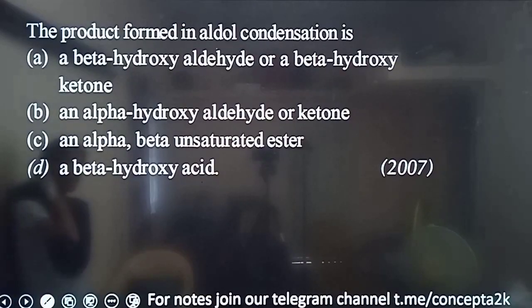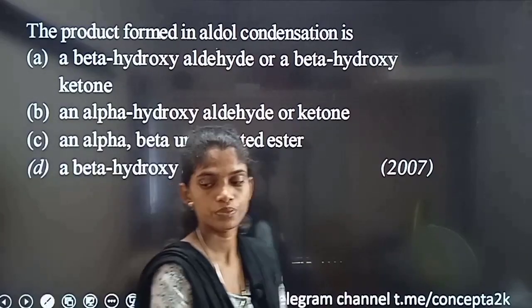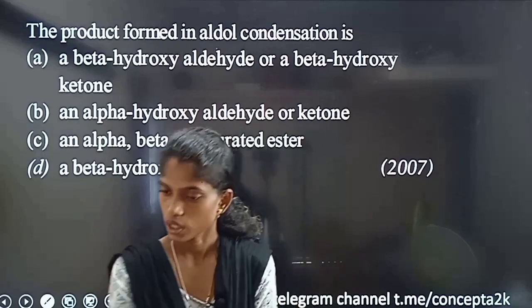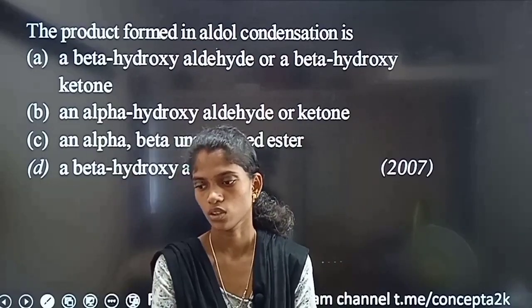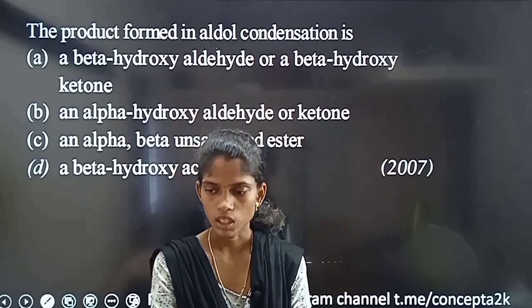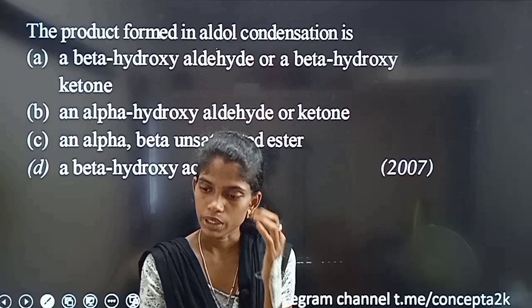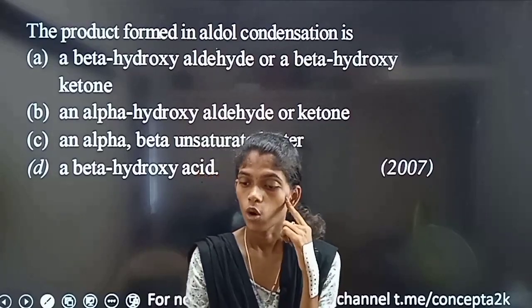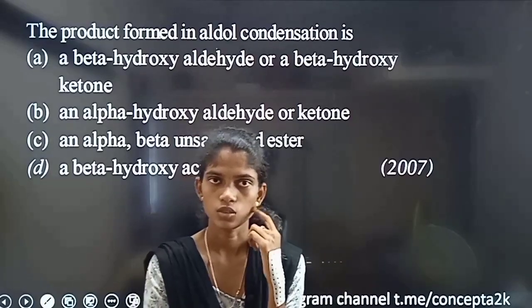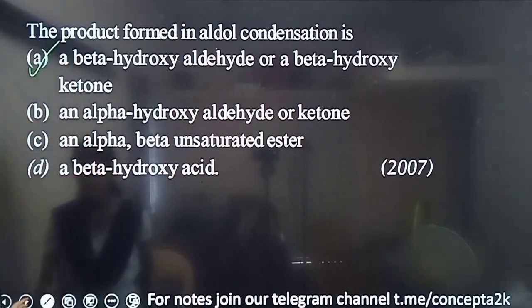The product formed in aldol condensation is, so aldol condensation in a product will form, option A a beta hydroxy aldehyde and a beta hydroxy ketone. Option B an alpha hydroxy aldehyde or ketone. And alpha beta unsaturated ester. Option D a beta hydroxy acid. So option A is the right answer, which forms a beta hydroxy aldehyde or a ketone.